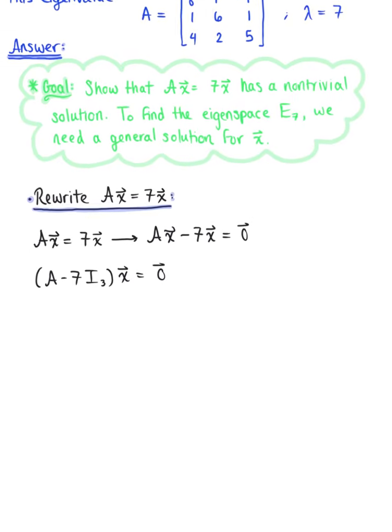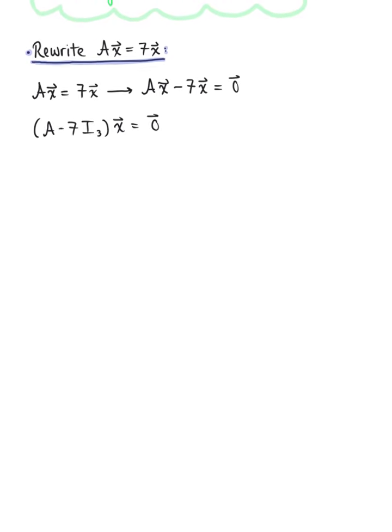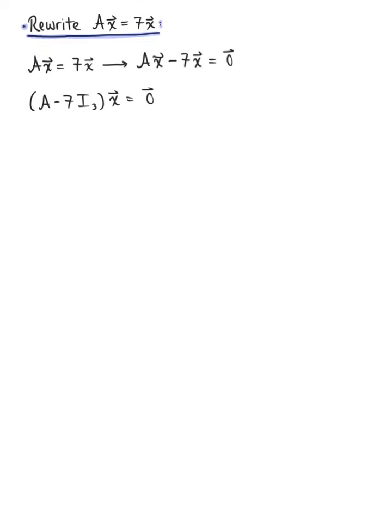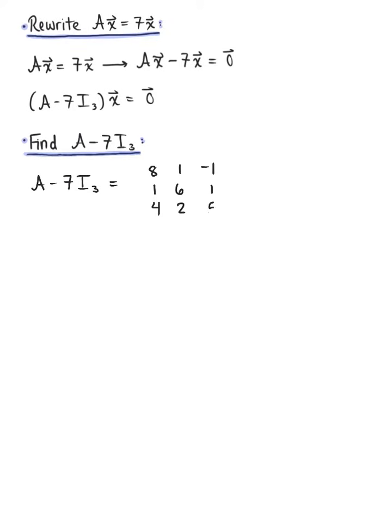Now, this is something that we can work with. We can see that we have our matrix A minus 7 times that 3 by 3 identity. So let's now go ahead and find this matrix. So we have matrix A minus 7 times that 3 by 3 identity. So matrix A, we have 8, 1, 4, 1, 6, 2, negative 1, 1, 5. And then I'm going to rewrite minus 7 times the 3 by 3 identity as plus the 3 by 3 matrix, negative 7, 0, 0, 0, negative 7, 0, 0, 0, negative 7.